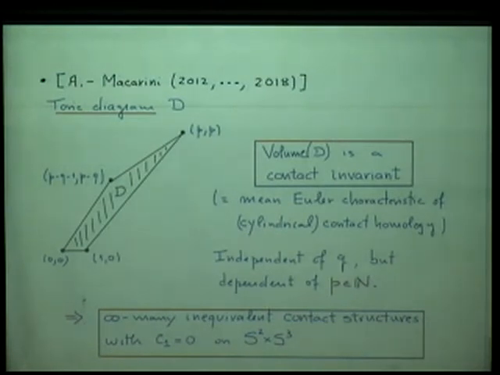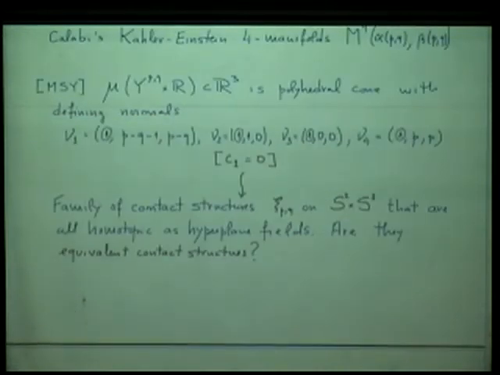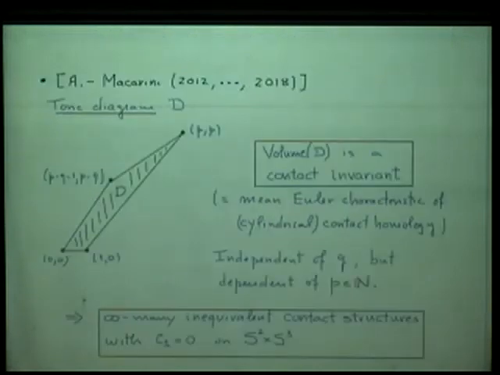And here is the algorithm. So you have those normals of that cone. They all have the first coordinate 1, because C1 is equal to 0. So forget about the first coordinate. Look just at the other two coordinates. Now you have a bunch of vectors in R2. Draw them in R2. So you take (0,0), that's one of them, (1,0), that's another, (P,P), and whatever this guy is.